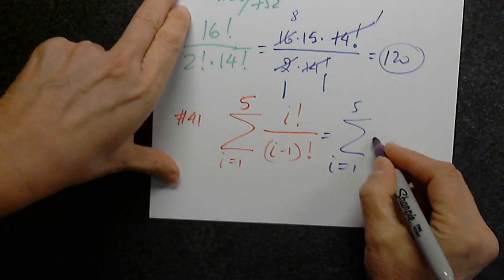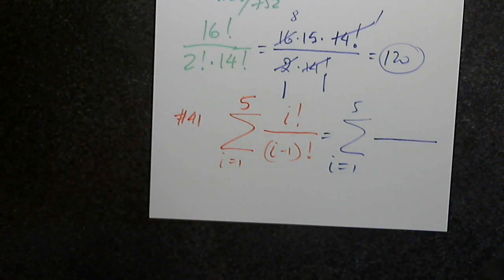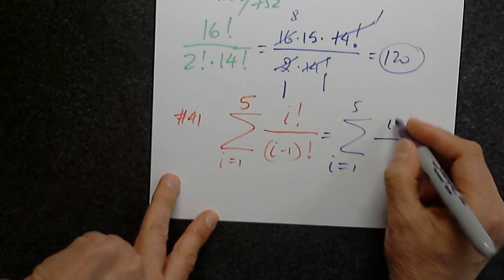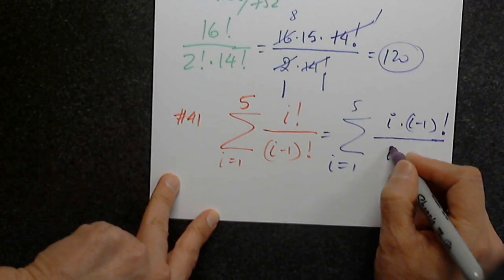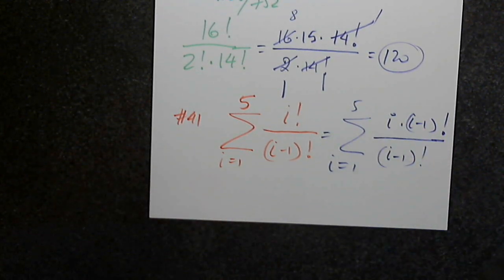So please tell me, what would you do then? How will you write i factorial, keeping in mind that the denominator is i minus 1 factorial? Will you write the same thing? i times i minus 1 factorial. Awesome. Over i minus 1 factorial, of course. You will stop when you see that the denominator already popped up.